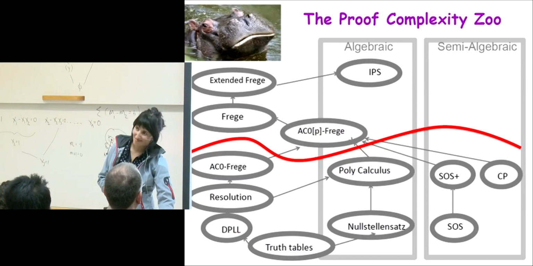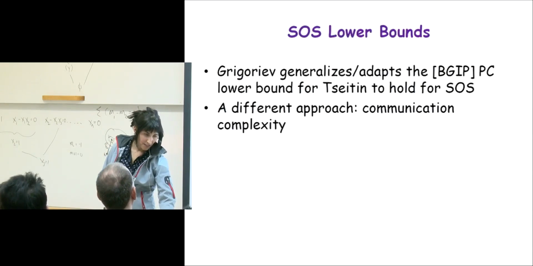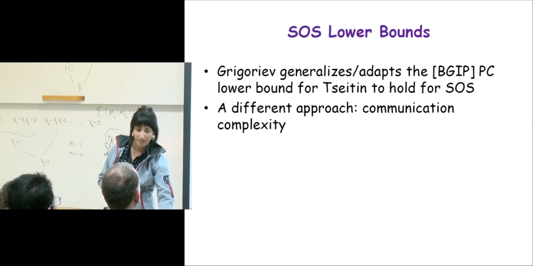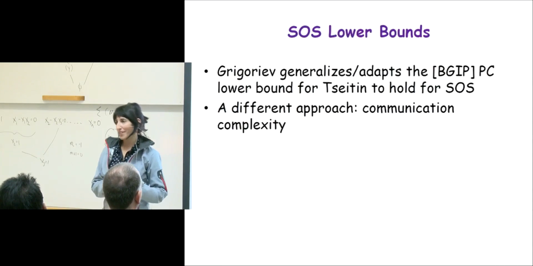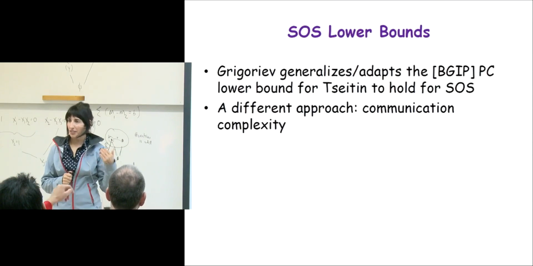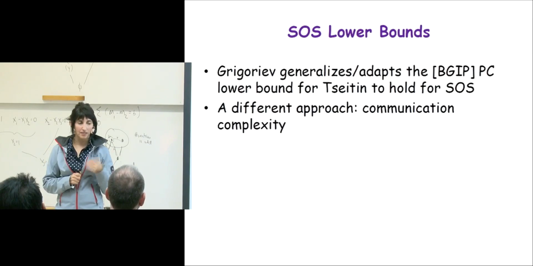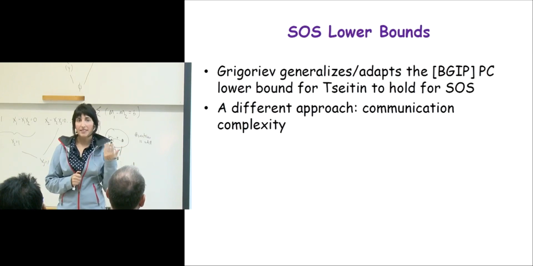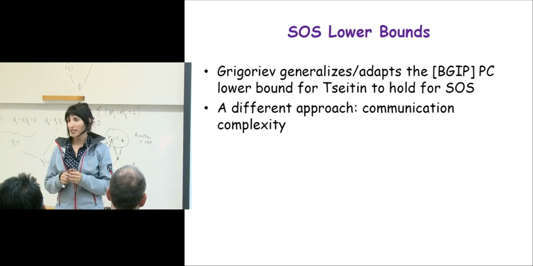Yeah, you're right. Okay, so I don't have time to tell you about SOS lower bounds, but the argument that I sort of gave you for polynomial calculus generalizes fairly straightforwardly to give lower bounds for the dynamic version of SOS, so for SOS and SOS plus. And it's more or less the same proof that Grigoriev and Schoenebeck sort of reinvented, that you might be more familiar with.